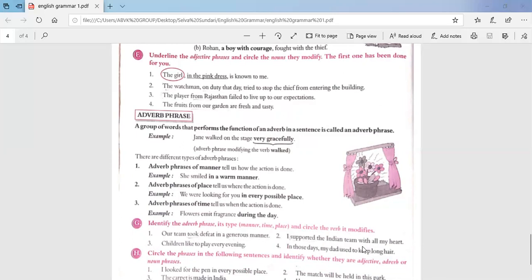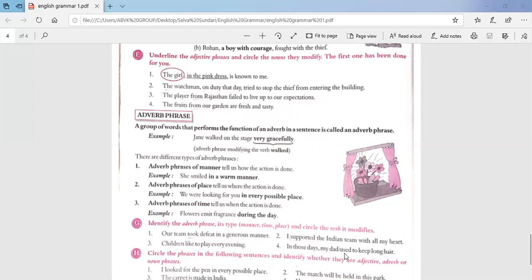I supported the Indian team with all my heart. So supported is the verb. How did I support? With all my heart. So that is manner. So this is an adverbial phrase of manner. Children like to play every evening. Like to play, so like is the verb. When? Every evening. So that is telling about time. So this is an adverbial phrase of time.